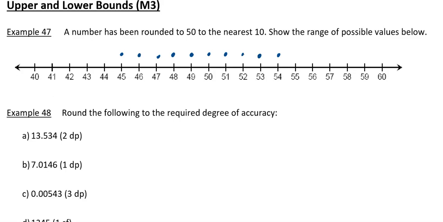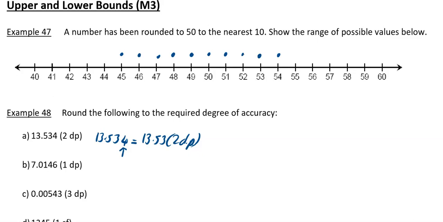Okay, this question says round the following to the required degree of accuracy. So this number to 2 decimal places. It is 13.534 and you want to give it to 2 decimal places. How we set this out: 13.534 equals, and I'm just going to put an arrow here at the 4. This is my third decimal place, it's my check figure. Because the 4 is less than 5, you round down. So it goes down to 13.53, and you must put brackets, dp.